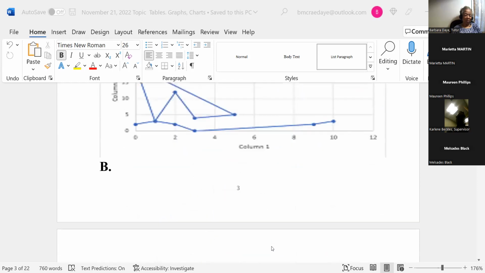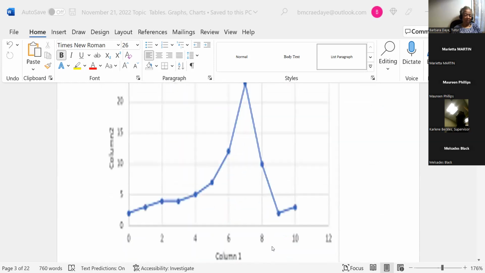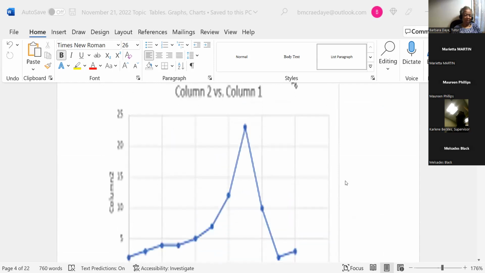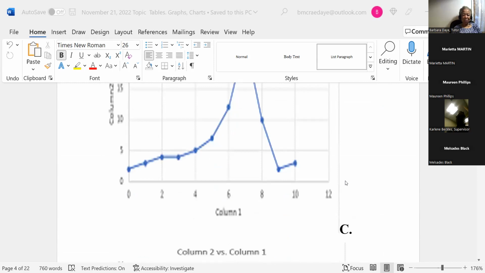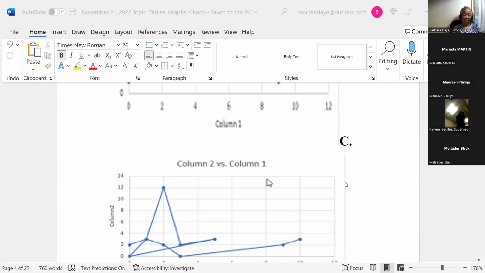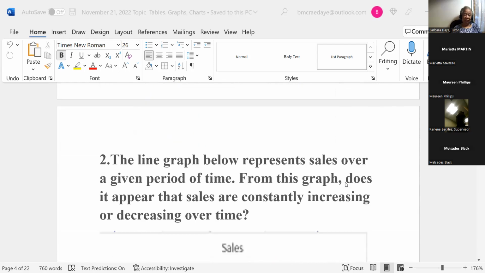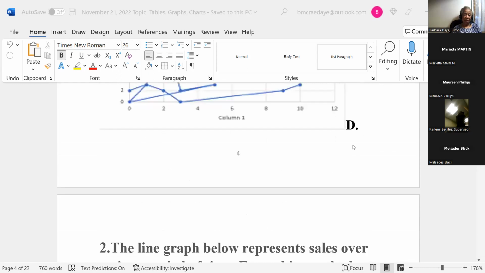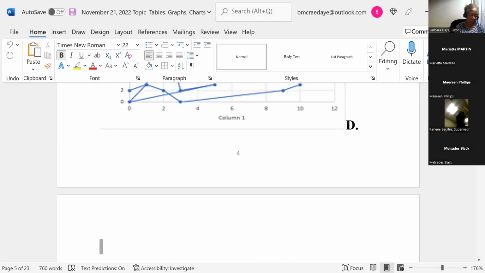Okay, let's go to the C. C has what? 2 and 4. So what is it, Marietta? Which one? Which would you say, Marietta? C. C, very good. So the answer would be C. So that's how you determine what the answer is. You look at the table and then you look at the graphs. And, like I say, you could eliminate where you had more than one line. Okay, so answer C. Questions on number 1?